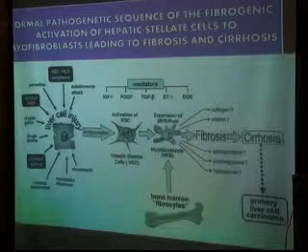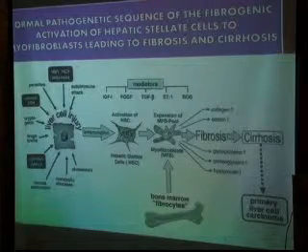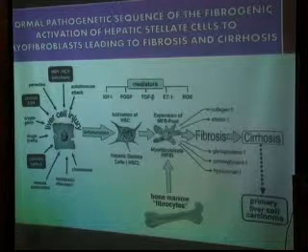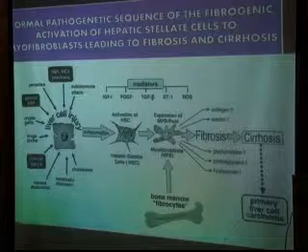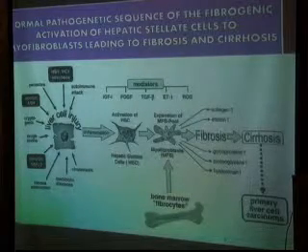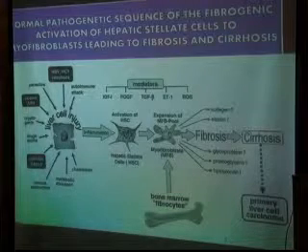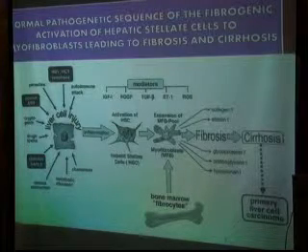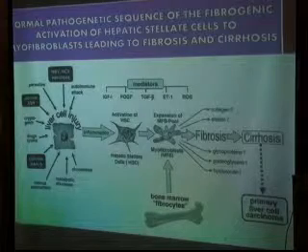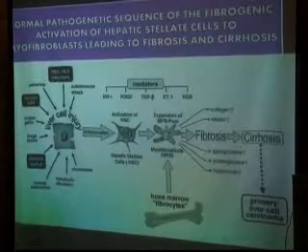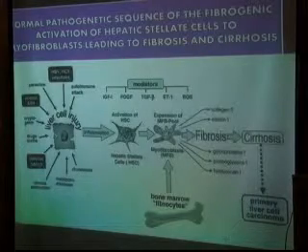The activation of hepatic stellate cells, as we said before, by various fibrogenic mediators causes an increase of extracellular matrix. One of the most important extracellular matrix components is hyaluronic acid, which is now a sensitive diagnostic marker for detection of the development of liver fibrosis. And then it leads to cirrhosis, which is the end-stage consequence of fibrosis, and ultimately hepatocellular carcinoma.